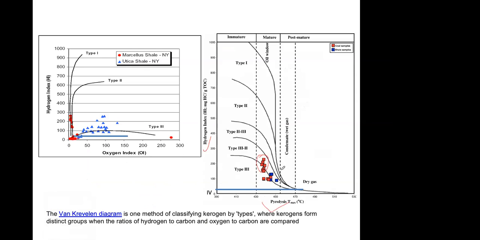This is in the mature stage. This is in the post mature stage. So if the source rock is in the post mature stage, then it will produce gas. But if it is kerogen type 3, then even in the mature stage, it will produce gas.